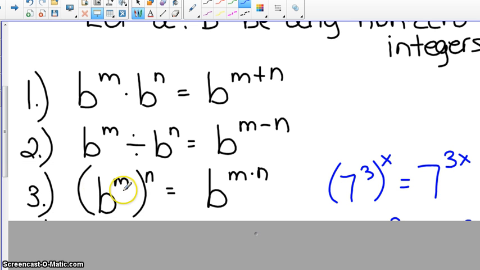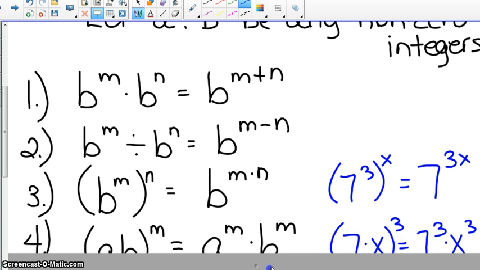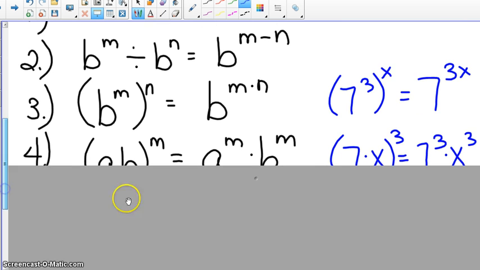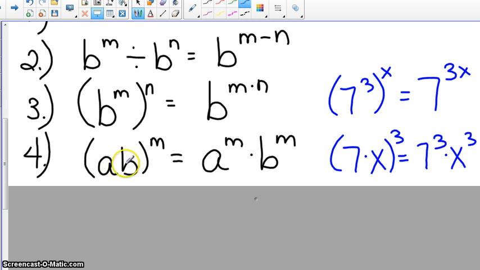When we have an exponent raised to another exponent, we multiply those exponents. So 7 to the third raised to the x power is 7 to the 3 times x power, or 3x, is a good example. Okay, with just variables. A, b to the m power means that everything inside the parentheses is raised to the m power, numbers and variables. So it can be written as a to the m, b to the m. So if I have 7 times x to the third power, that would be 7 to the third times x to the third.